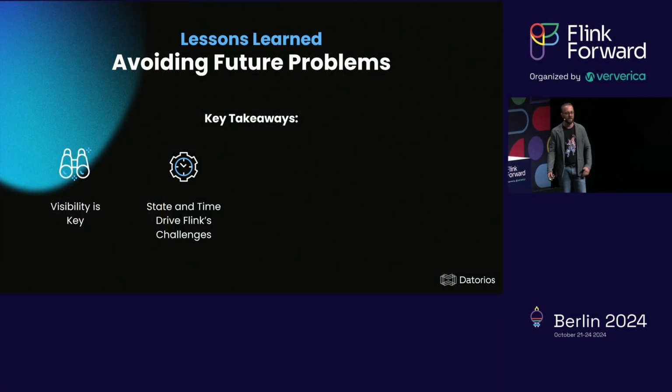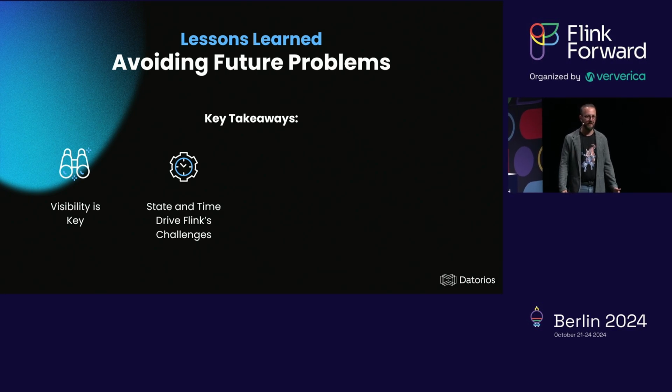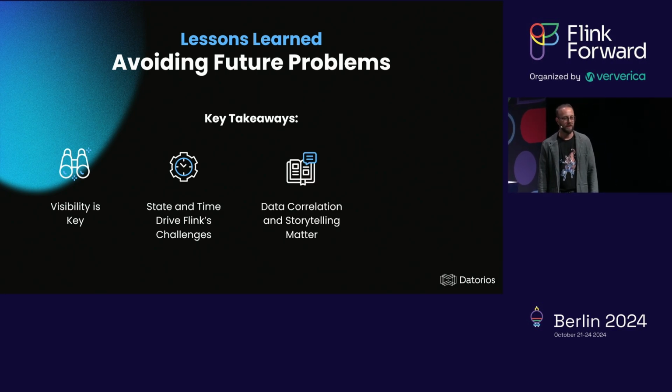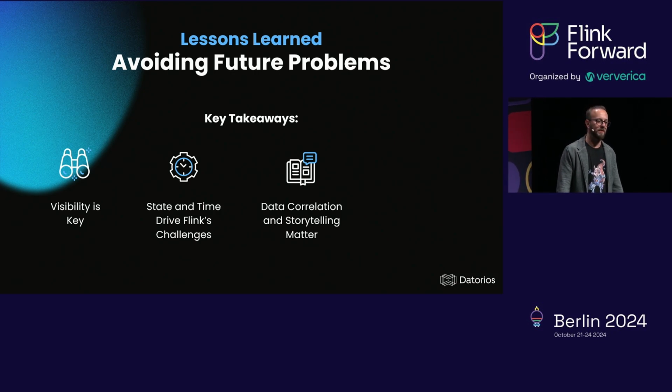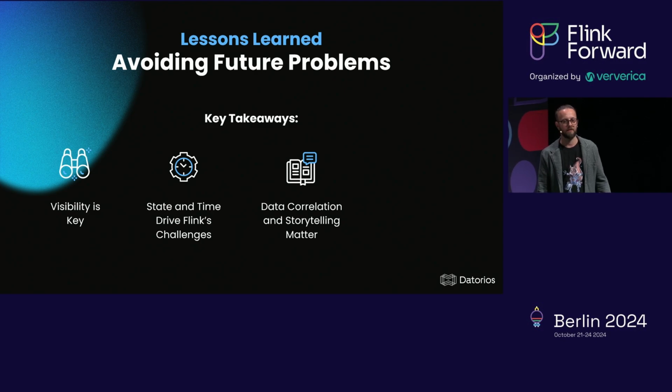Second one would be state and time. It's what drives Flink challenges. The core challenges in Flink arise from its handling of state and time. Addressing this requires real-time insights. Data correlation and storytelling matters. Great observability tools connect the dots and tell the full story.